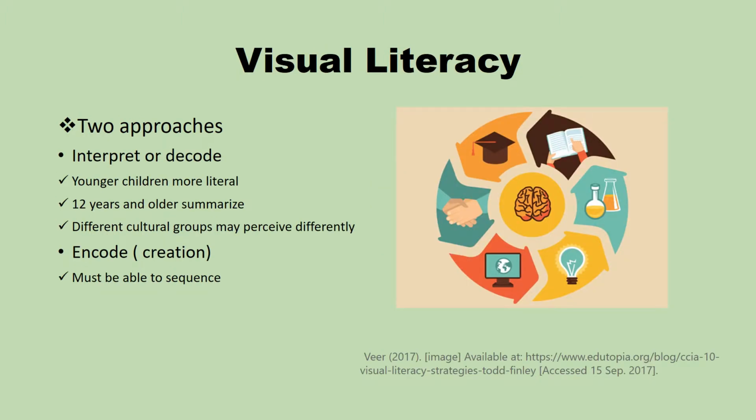Visual literacy is the ability to interpret and create visuals. For younger children, visual literacy is more literal. They sometimes have difficulty determining the differences between realistic images and drawn images. By the time they're 12 years old, when they're shown an image, they can summarize, they see the whole big picture.